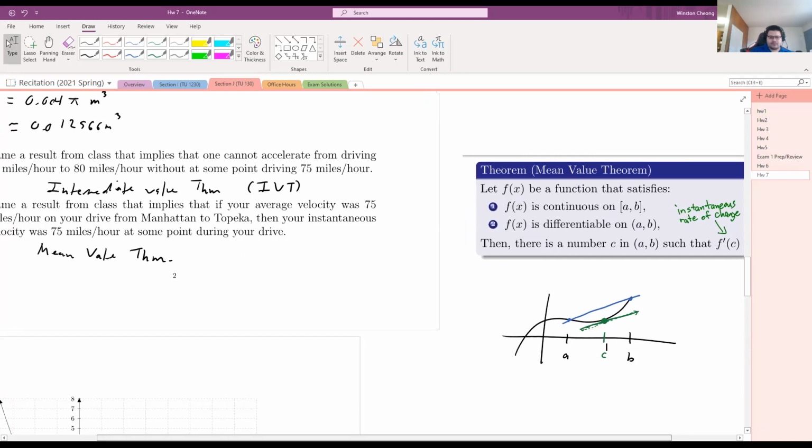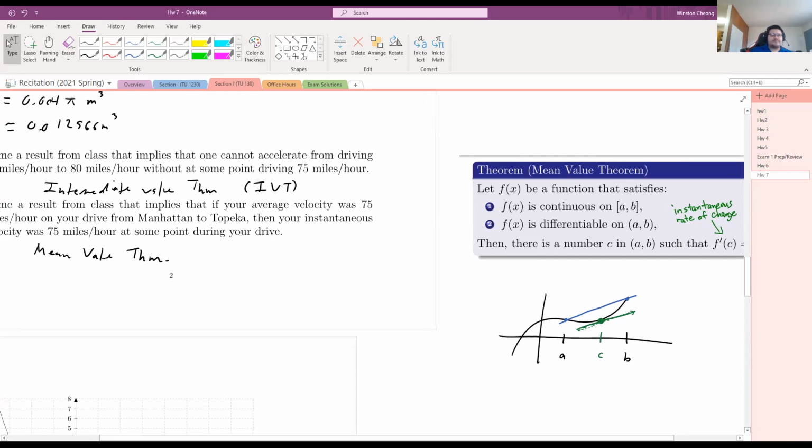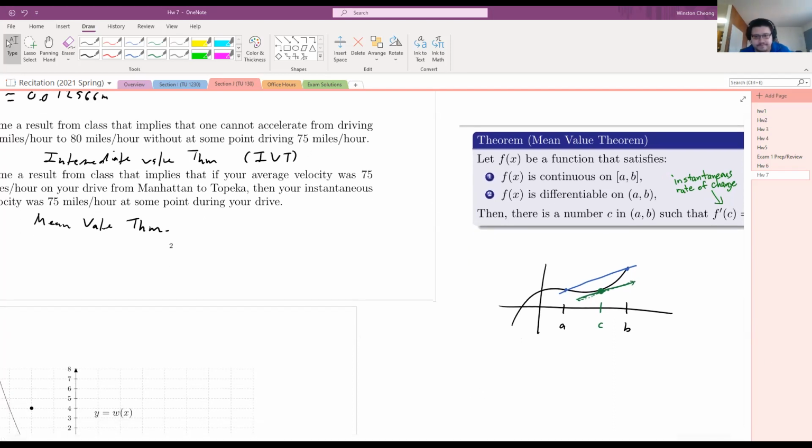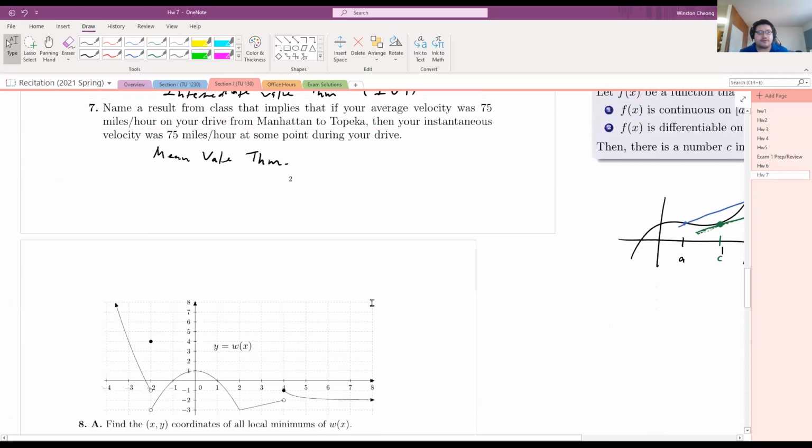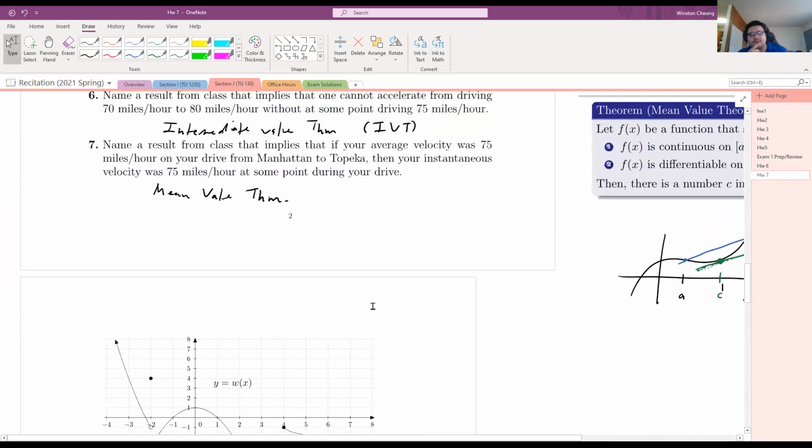Okay. So hopefully that made sense. Okay, so that's the mean value theorem for you. All right. Any questions so far? Just want to make sure. No questions. Okay.